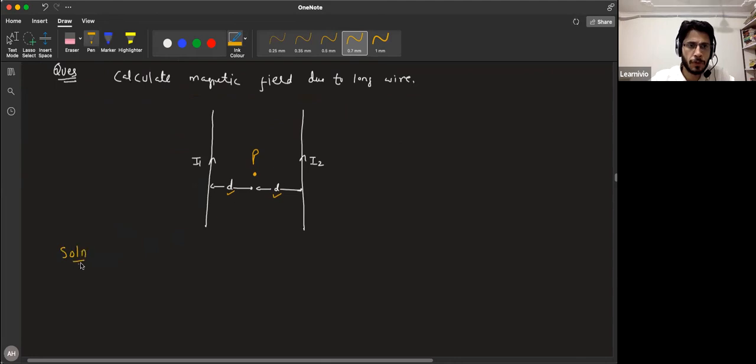See, to calculate the magnetic field at P, when we write long wire, it means infinitely long wire. So at point P, the magnetic field is the sum of the field due to the first wire plus the field due to the second wire. This is the magnetic field at P. It's the sum of the field due to both the wires.